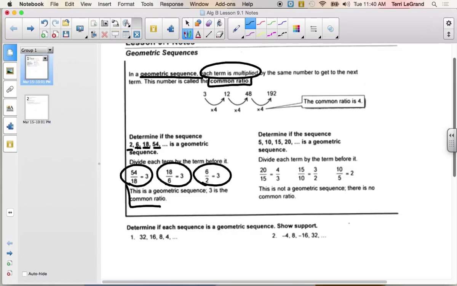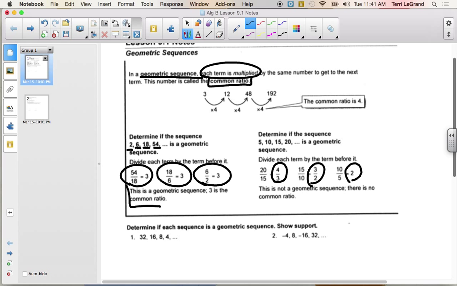So then the next one, 5, 10, 15, 20. Is that a geometric sequence? No. Because notice what happened. The ratios were 4/3, 3/2, and 2. That's not a common ratio. What kind of a sequence is that? Arithmetic. There you go. That's an arithmetic sequence because what's happening? It keeps adding 5, doesn't it?